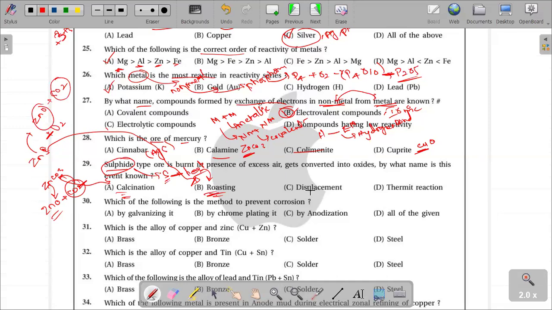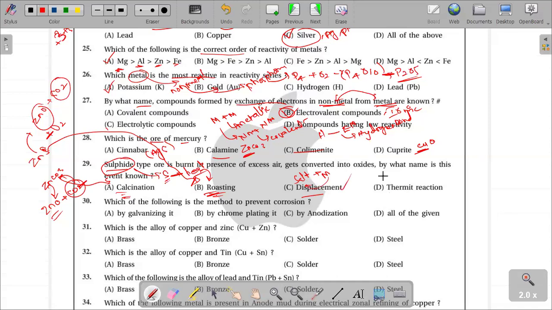And displacement means, you know, a salt plus a high reactive metal. Which is the high reactive metal? That metal which will go to that salt solution. In that salt solution, one part will be a metal. That metal it will displace. That is called displacement.